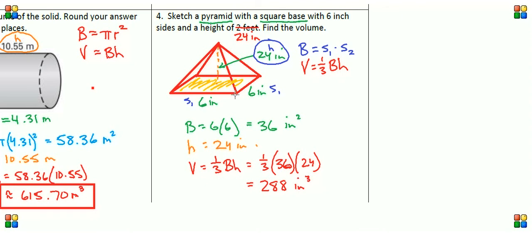Put a box around that again. Remember, even though we're rounding to 2 decimal places, in this case it doesn't make any difference because our answer came out to be a perfect whole number.